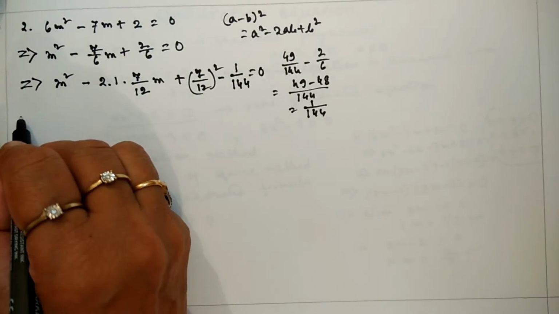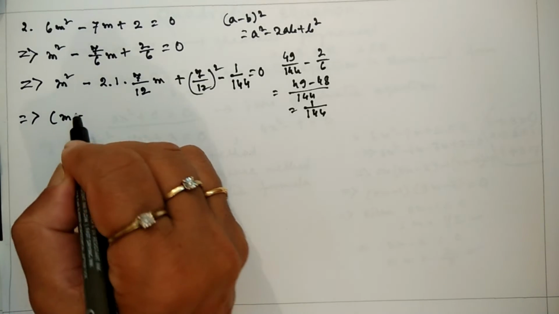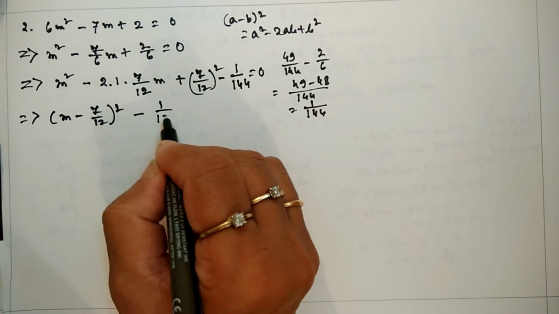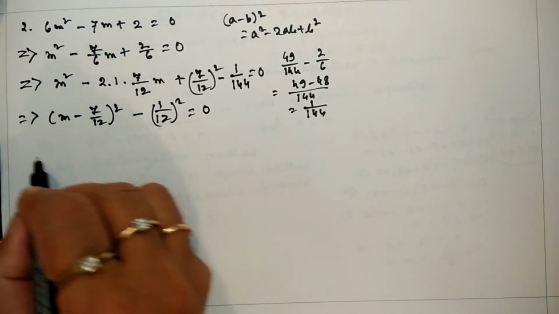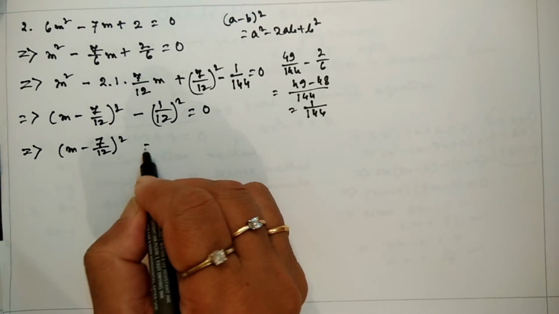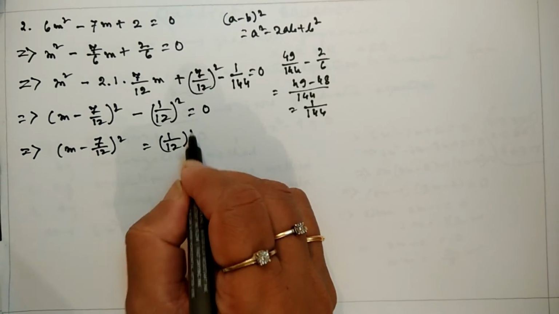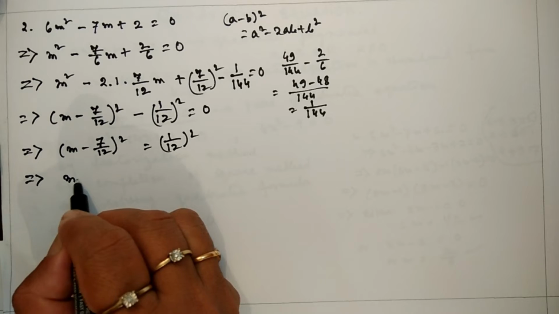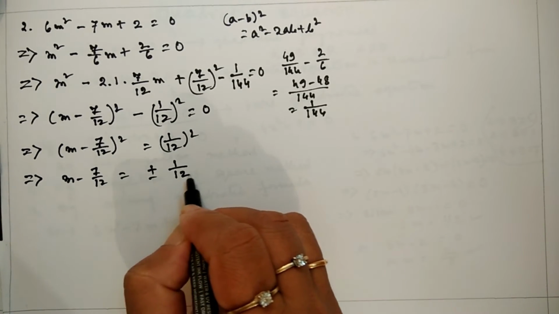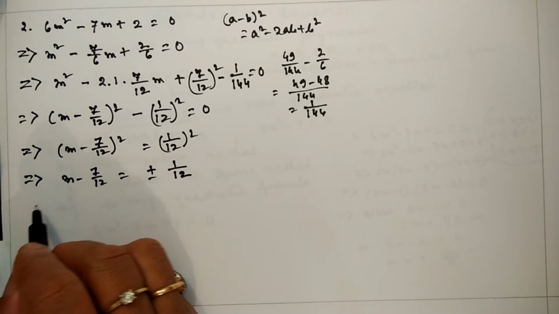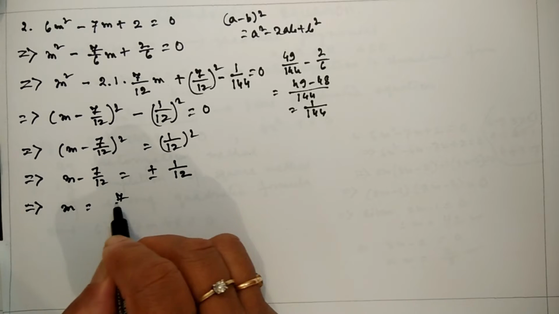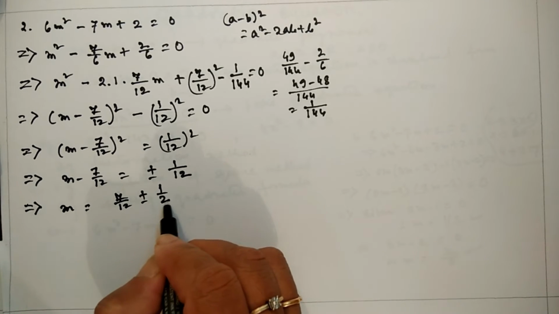Okay. So that implies (m minus 7 by 12) whole square minus (1 by 12) whole square is equal to 0. This implies (m minus 7 by 12) whole square is equal to (1 by 12) whole square. That implies m minus 7 by 12 is equal to plus minus 1 by 12. So m is equal to 7 by 12 plus minus 1 by 12.